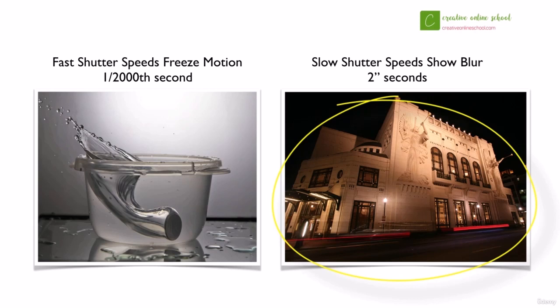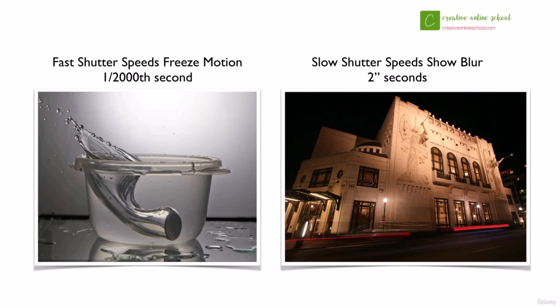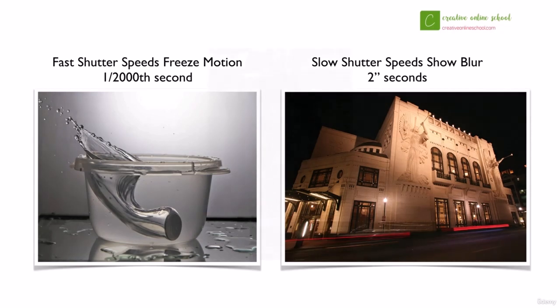On the right, you see a slow shutter speed where the tail lights of the car are blurred. And that's a 2-second exposure. So the impact of changing your shutter speed really has an impact on freezing your motion. So it's really why we make decisions on shutter speed, but of course it affects light as well.